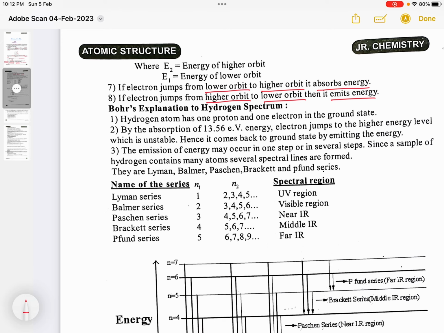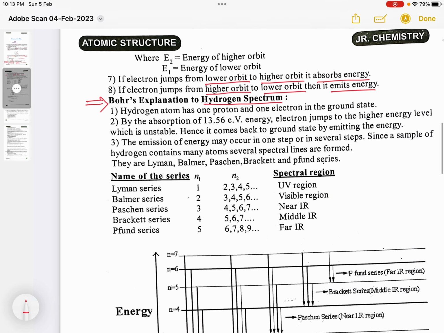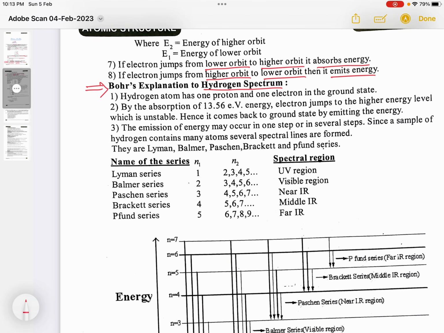Now let us see Bohr's explanation of the hydrogen spectrum. This is very important, that is the hydrogen spectrum. Let us see what lines are present and how this hydrogen spectrum is formed. The hydrogen atom has one proton and one electron in the ground state. There is no neutron. Next, second point: by the absorption of 13.6 electron volts energy, the electron jumps to a higher energy level, which is unstable.